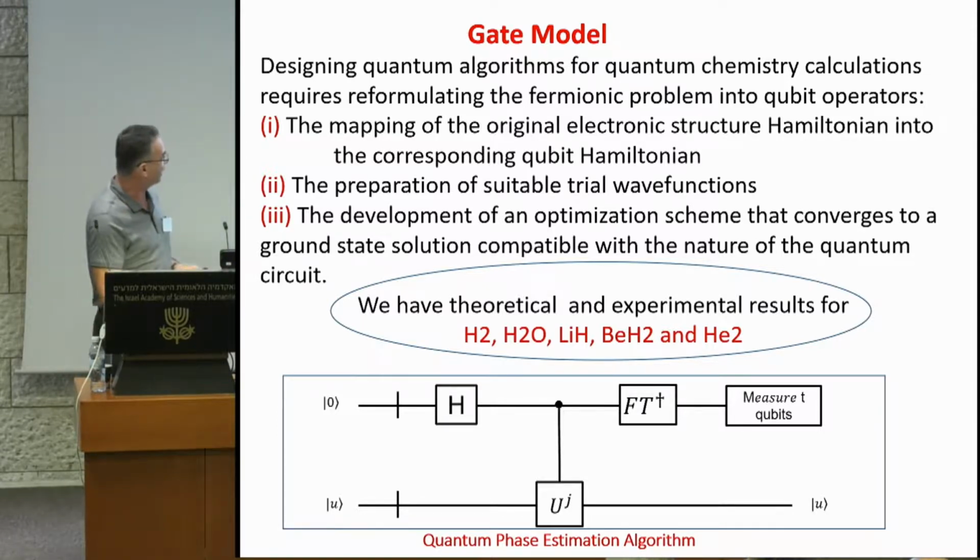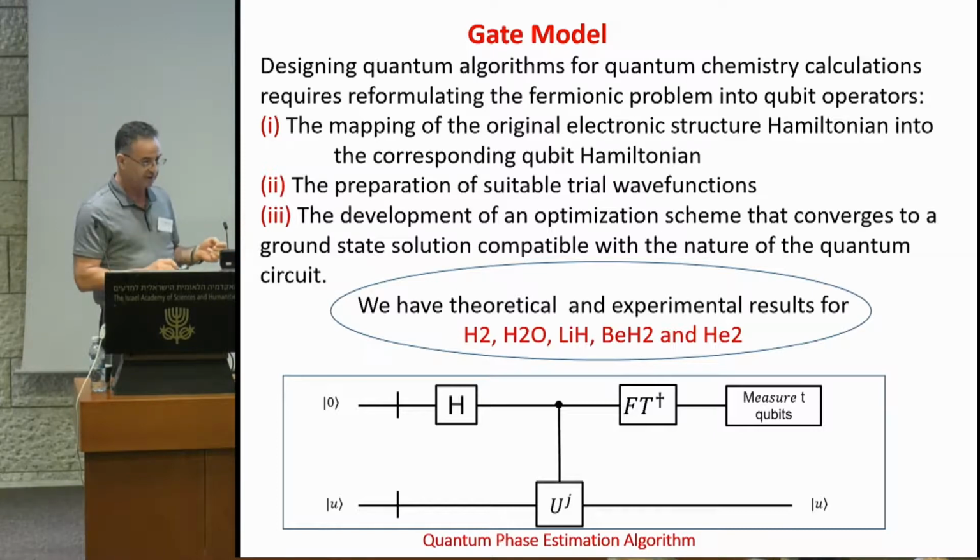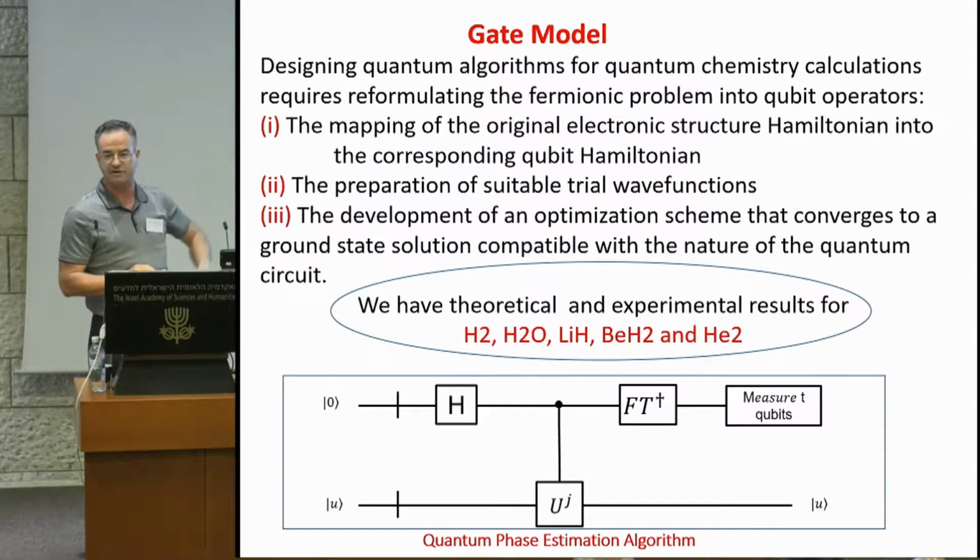So what we have so far, we have small systems like diatomic systems. And for these systems, we already have well-known theoretical and experimental results. So this is summarizing the gate model. And the question is, in the gate model, how do we design things to scale up for a large number of electrons?